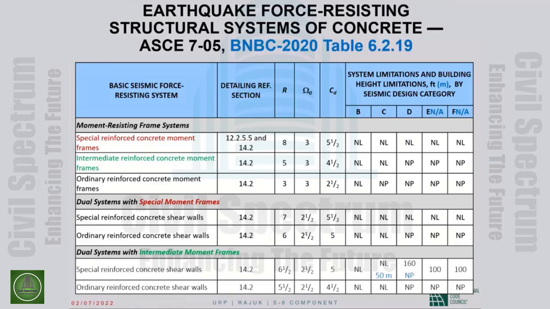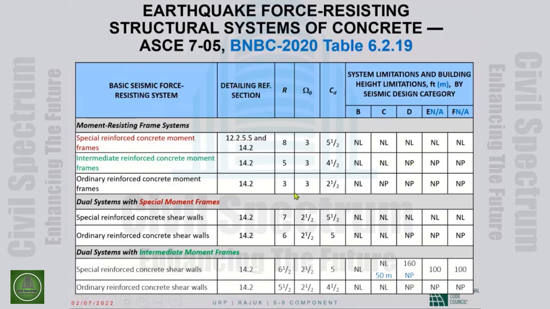Yeah. So, special moment frame of concrete, R value of 8 has been mentioned, omega sub 0 of 3 has been mentioned, C sub D is 5.5. No height limit in any seismic design category. You go down to intermediate moment frame, R value becomes 5. Omega sub 0 remains 3, C sub D is now 4.5. Now, this is not permitted in design category D and above, not permitted. NL is no height limit, NP is not permitted.